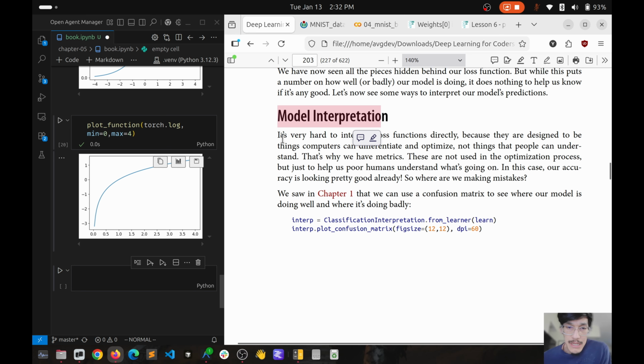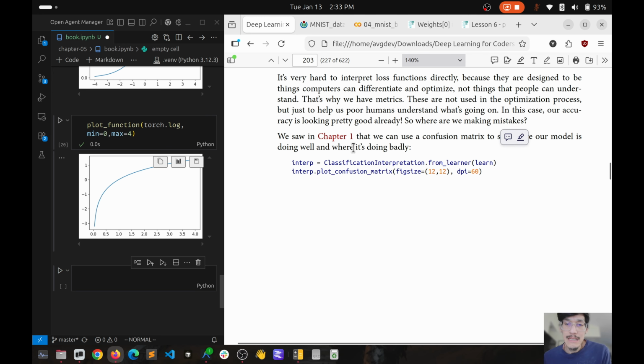Model interpretation. It's very hard to interpret loss functions directly because they are designed to be things computers can differentiate and optimize, not things that people can understand. That's why we have metrics. These are not used in the optimization process, but just to help us poor humans understand what's going on. In this case, our accuracy is looking pretty good already. So where are we making mistakes? We saw in chapter 1 that we can use a confusion matrix to see where our model is doing well and where it's doing badly.